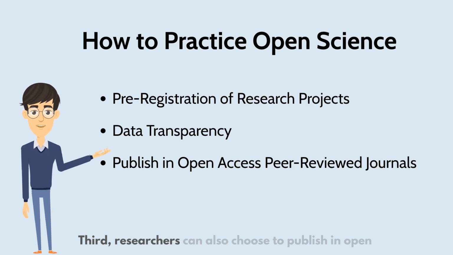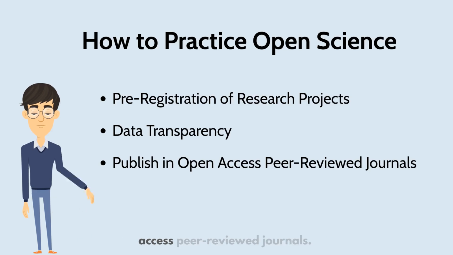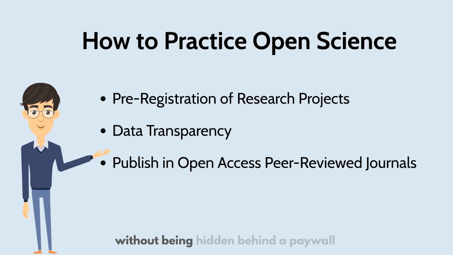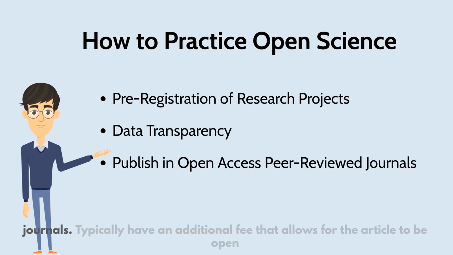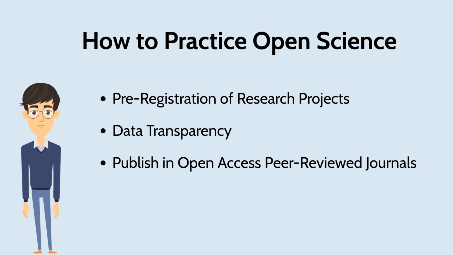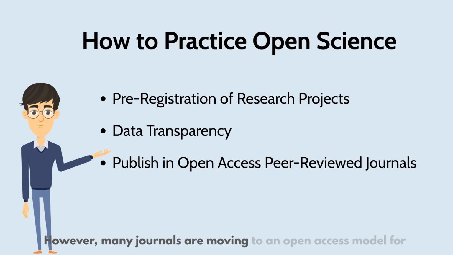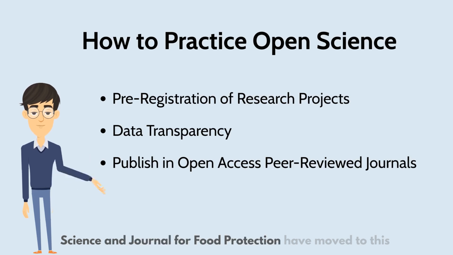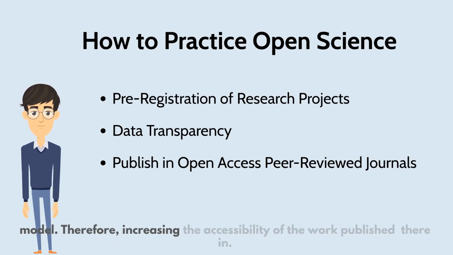Third, researchers can also choose to publish in open access peer-reviewed journals. These journals allow for anyone to read the publication and findings without being hidden behind a paywall. Journals typically have an additional fee that allows for the article to be open access. However, many journals are moving to an open access model for all articles. Food and nutrition journals, like the Journal of Food Science and Journal for Food Protection, have moved to this model, therefore increasing the accessibility of the work published therein.